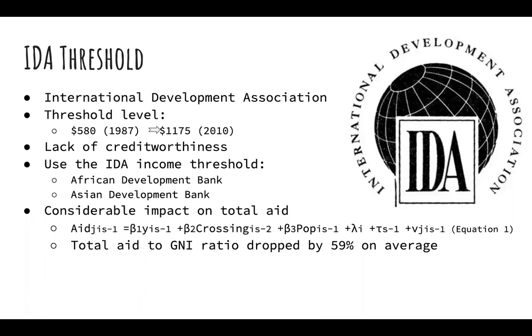It's important to note that the IDA threshold is also used by other donors such as the African Development Bank and Asian Development Bank. So using equation 1, where the dependent variable is aid at s minus 1 and the independent variable is crossing at period s minus 2, crossing s minus 2 is equal to 1 if a country has crossed the first threshold at least 2 periods before s, and otherwise it's equal to 0. Using this equation, it was found that the total aid to GNI ratio drops by 59% on average when the threshold level is crossed.